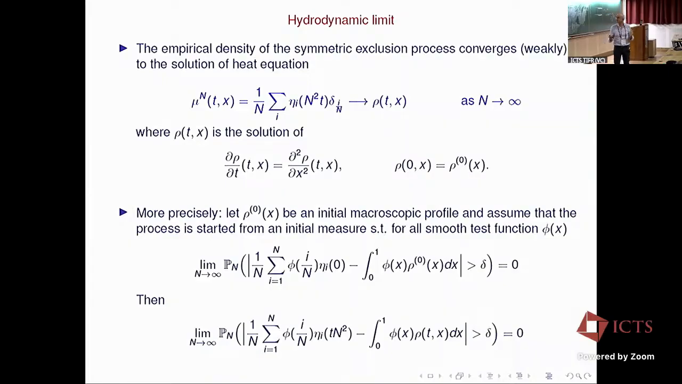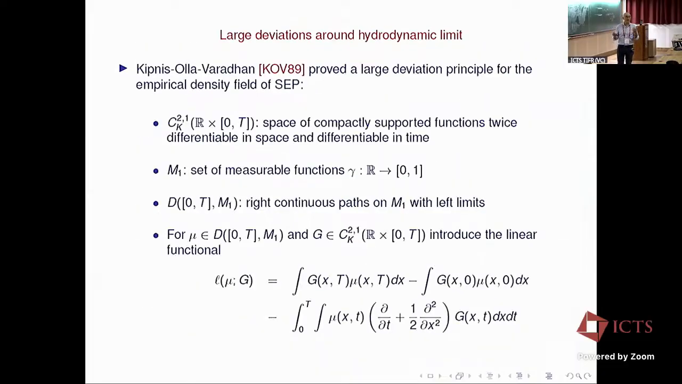Very standard. And then for exclusion, there is this fundamental paper of Kipnis, Olla and Varadhan, which formulates in precise terms, and is even constructive, the large deviation principle around the trajectory associated to the solution of the heat equation. So now we look at a generic trajectory mu, and we introduce this linear functional of a generic trajectory mu, with a function g which is twice differentiable in space and once in time.